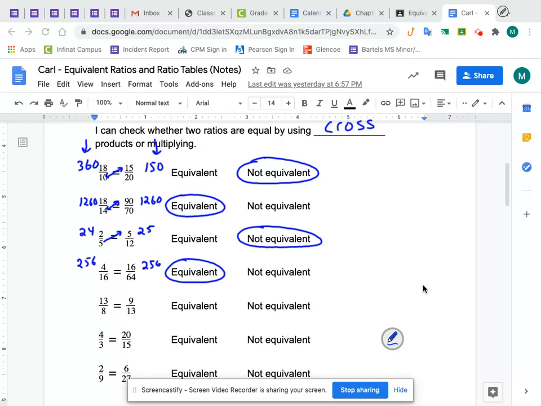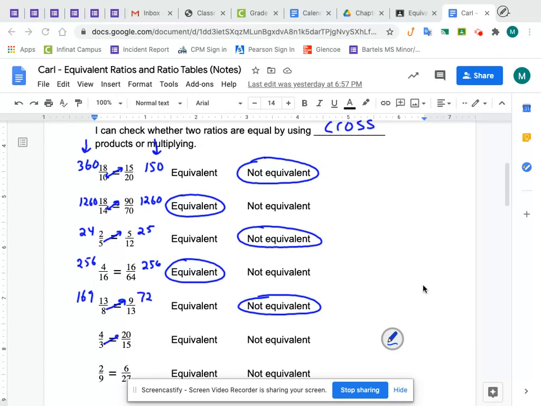So 13 times 13 is 169. And then 9 times 8 is 72. So that one is not equivalent. This one I would have been able to figure out right away. If I cross multiply here and I figure that's 72 and my other numbers are bigger, I don't need to worry about it. I know that that's going to end up being bigger.